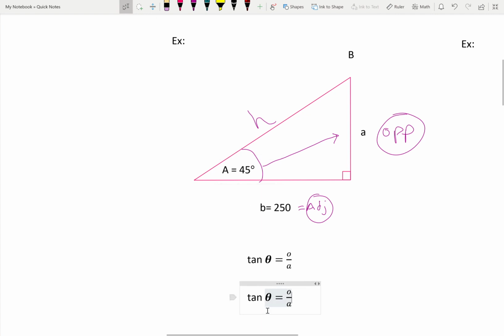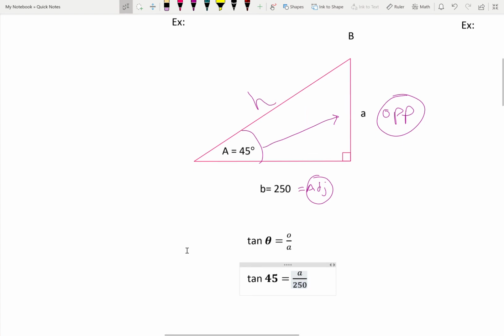And I'm just going to fill in some stuff. We know what theta is in this example. Theta is the angle measure, which is 45 degrees. The opposite side length is what we're trying to figure out, so that's just A. And the adjacent side length is 250. So our goal is to figure out what A is equal to.